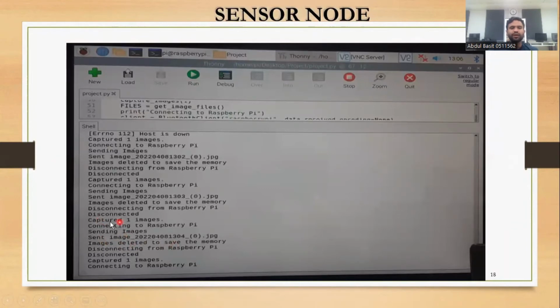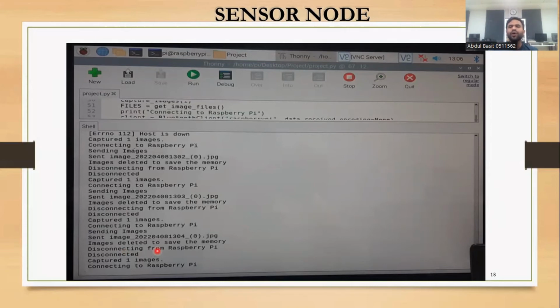It shows that whenever an image is captured, the sensor node Raspberry Pi connects itself with the base station Raspberry Pi and sends the image. Once the image is sent, it deletes the image to save memory, because the Raspberry Pi has very limited memory on the memory card. Then the sensor node Raspberry Pi is disconnected from the base station Raspberry Pi. We set the time interval to 1 minute for testing purposes, but it can be varied as per our requirements.